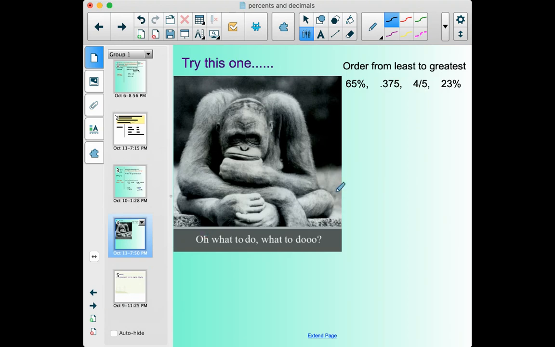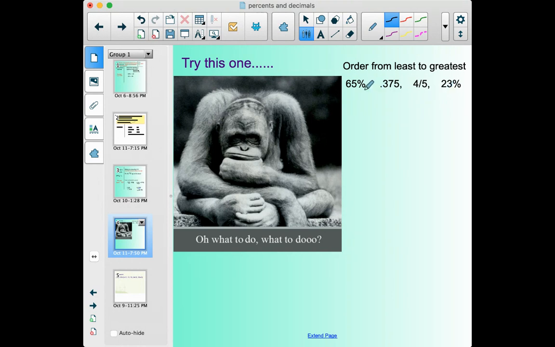So let's put these things together and talk about ordering from least to greatest. The reason a lot of times we have to convert the forms of these numbers is so that we can decide what's bigger than what. So if I have 65%, 0.375, 4/5, and 23%, I want to compare these numbers. In order to compare them, I need to have them all in the same form. This is something I talked about at the beginning.